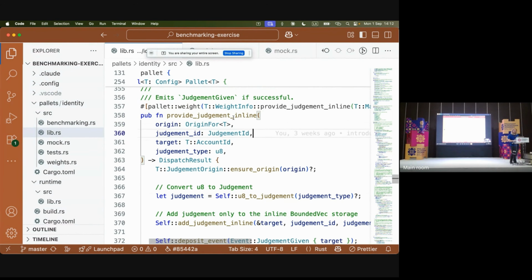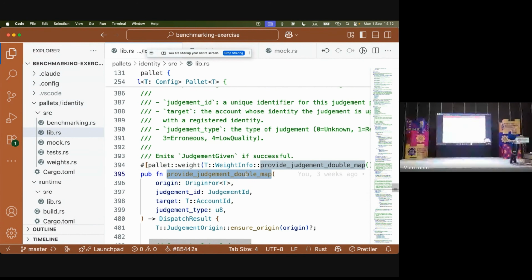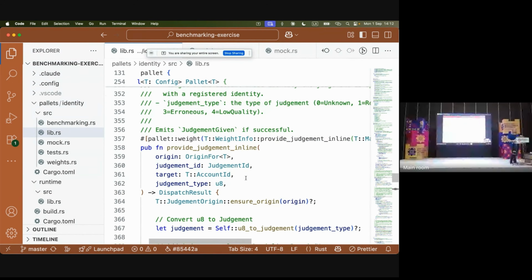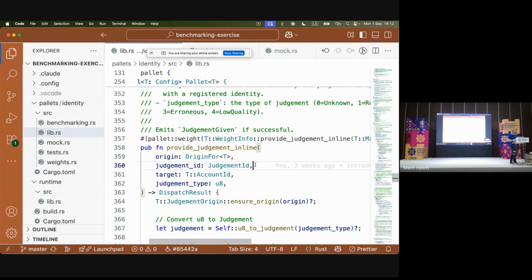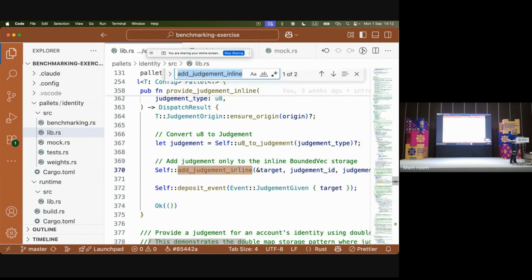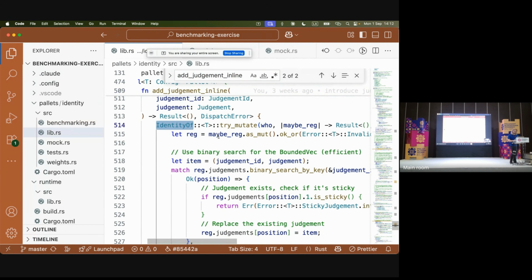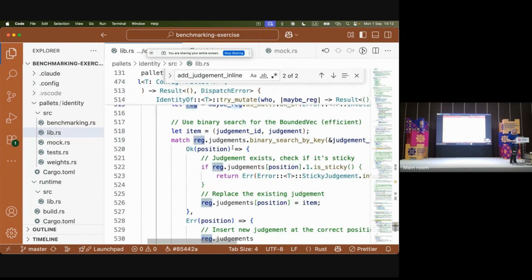So we have provide judgment inline, and we have provide judgment double map. In a normal implementation of the identity pallet, you would pick one of these and say, the strategy I'm using is I will have my judgments inline. So what does judgment inline mean? It means we take the identity struct, and there is a judgments field in the struct inline. That's why I called it that.